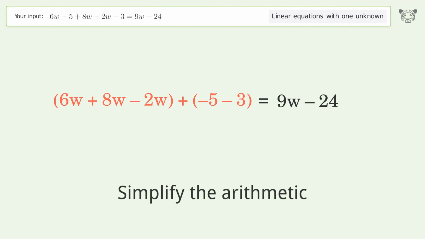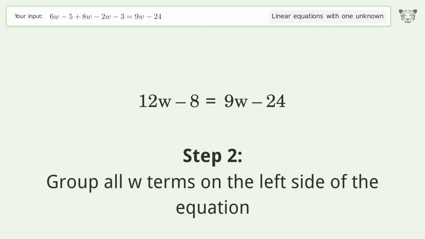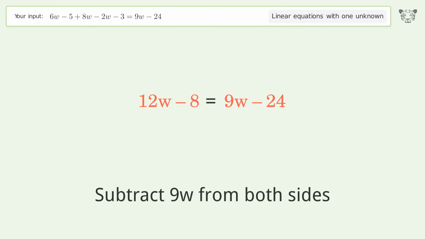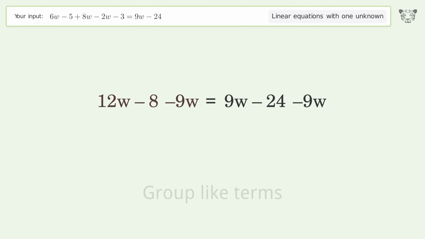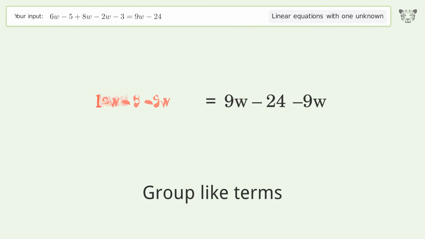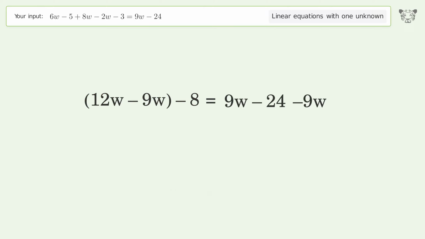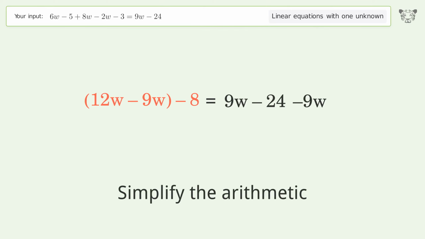Simplify the arithmetic. Group all w terms on the left side of the equation. Subtract 9w from both sides. Group like terms. Simplify the arithmetic.